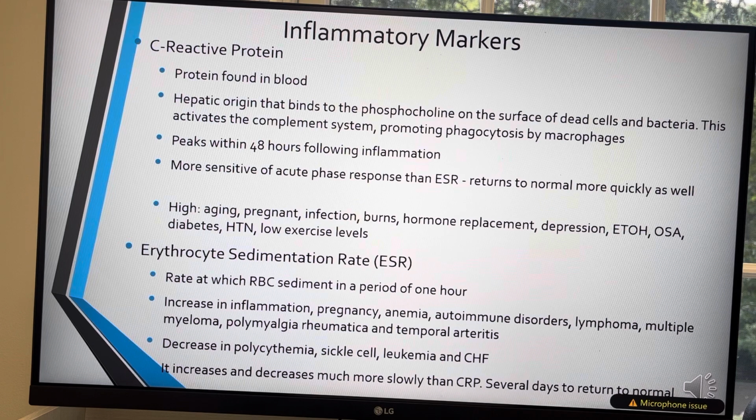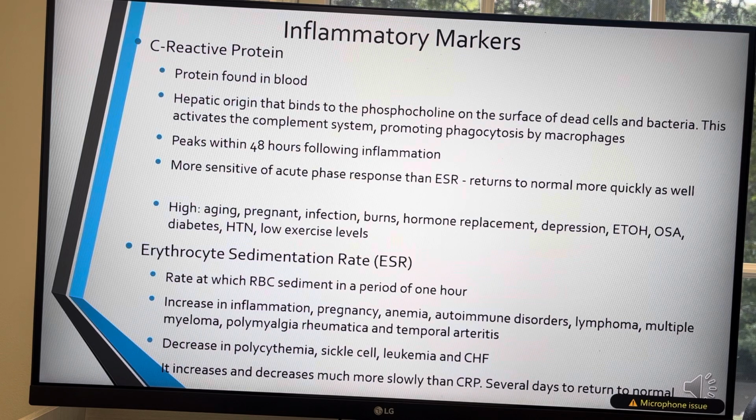ESR has a much slower elevation rate or prolonged state than C-reactive protein. So with ESR, that patient has been in an inflammatory response probably for quite a while. These are both very cheap tests, so often if you have concern for inflammation, they're ordered together. So you can determine, is this more of an acute inflammatory reaction, or is this one that's probably been going on for a longer period of time?